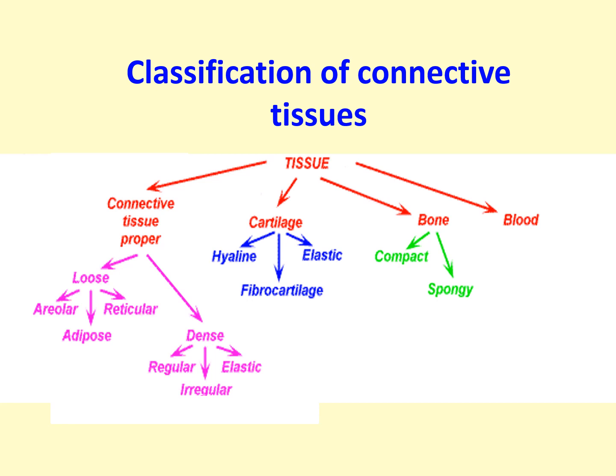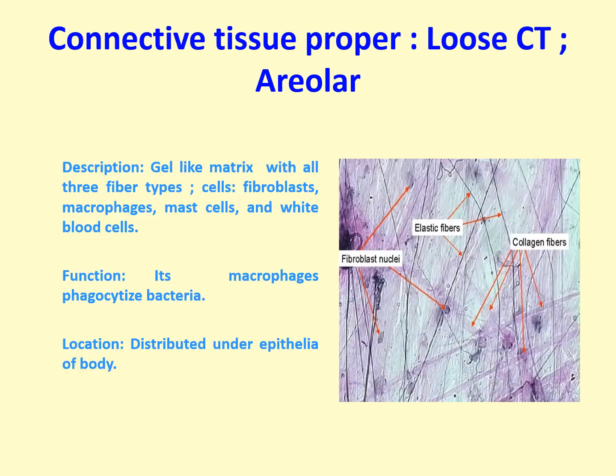Here you can see connective tissue proper. Again, it is classified into two main types. First is loose connective tissue proper, then dense connective tissue proper. Loose is again divided into three types, that is areolar connective tissue proper, loose adipose connective tissue proper, and loose reticular connective tissue proper. As well as dense is classified into three types, that is dense regular connective tissue proper, dense irregular connective tissue proper, and third is dense elastic connective tissue proper. So let's see one by one.